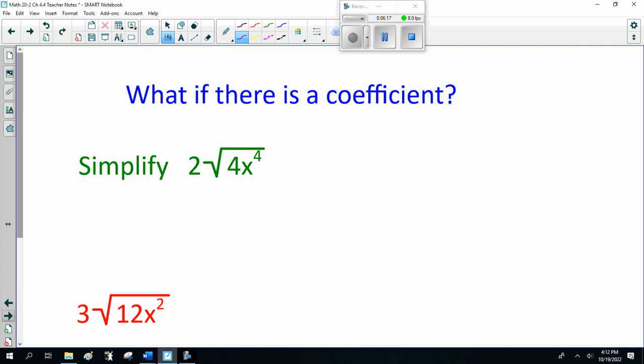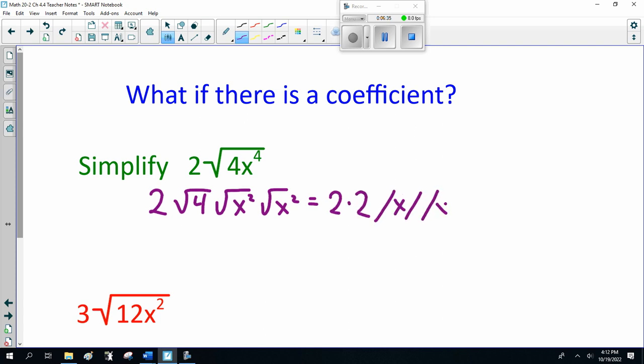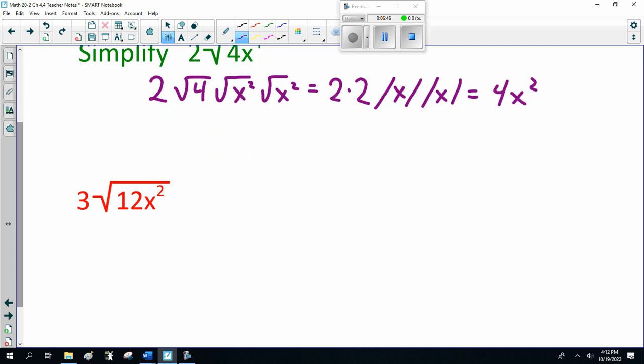Now, what if there's a coefficient? Well, just like with the other coefficients, we multiply. So, 2 times the square root of 4 times the square root of x squared. Square root of 4 is 2, so that's 2 times another 2. Absolute value of x times the absolute value of x is 4x squared. Okay? See, not so bad. Well, painful, but not so bad.